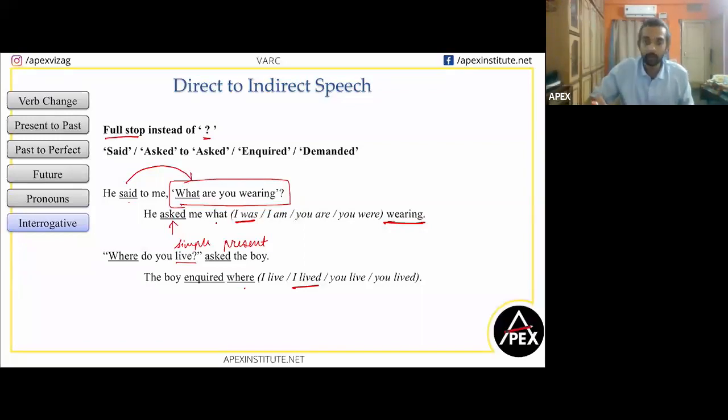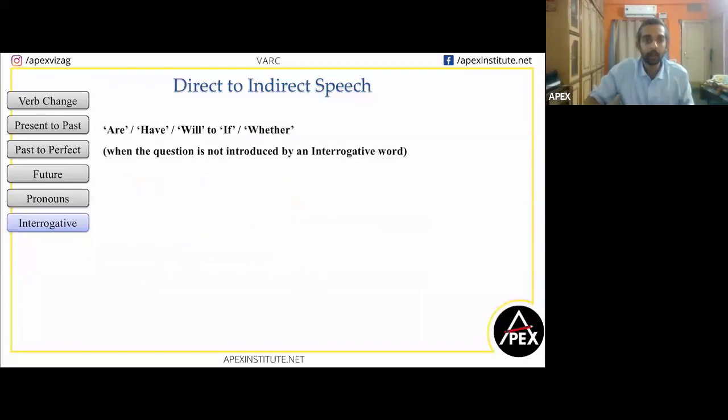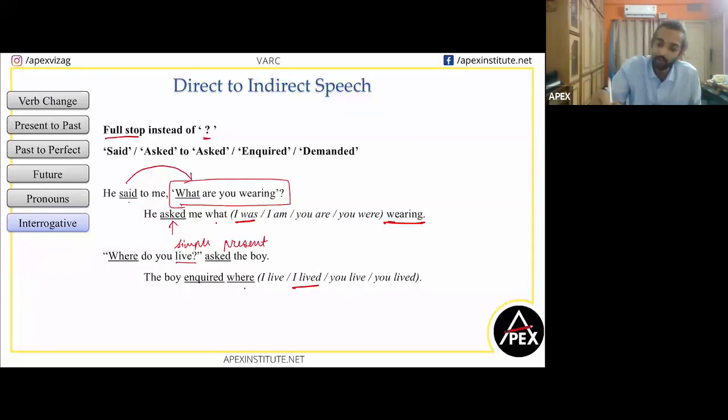So, right. Are we clear with this? Now, the other conditions are when the question is not introduced by using an interrogative word. What do I mean by that? See, over here, this is an interrogative word. What is an interrogative word? Where is an interrogative word. In fact, we have 5 WH interrogative words.